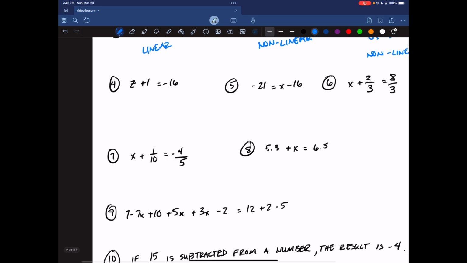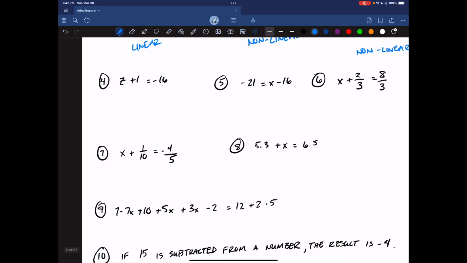Now, starting with number 4, we have this addition property of equality, which simply means whenever you add to one side, you add to the other. Whenever you subtract from one side, you subtract from the other. On number 4, I need to get z, or whatever the variable is, by itself. In this case, I'm going to go minus 1, minus 1. It is positive, so I need to move it across the equal sign, and when I do that, I subtract. Anytime you go across the equal sign, you have to change the sign. If your terms are on the same side of the equal sign, it's just combining like terms, and that's not what we're doing right now. So this is going to be z equals -17.